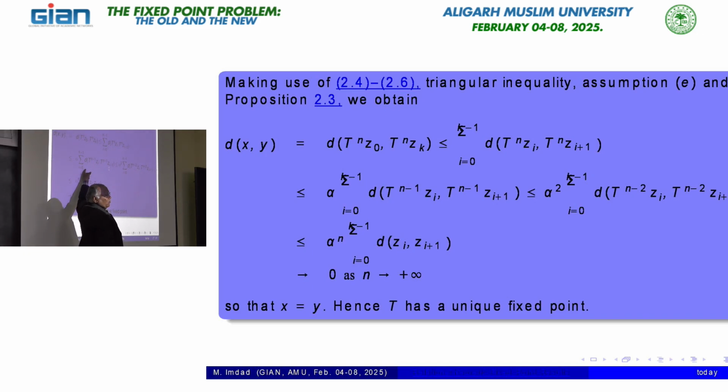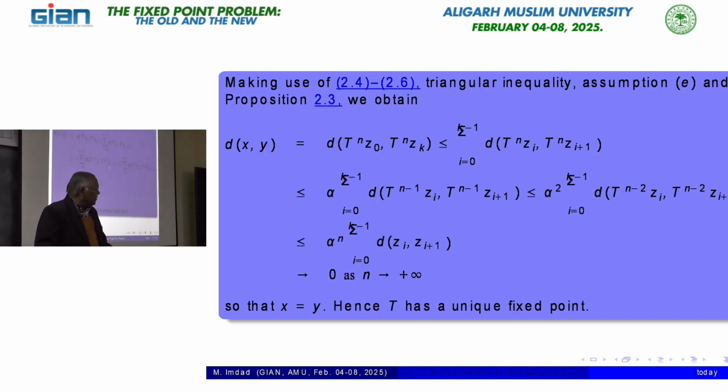We are using the triangular inequality, and you got from here up to here this thing, because we are inserting the points like T to the power n z naught, and then z 1, then z 2, and then finally z k. From here you have this thing, and you apply time and again our contraction condition, alpha times this, again alpha times this, and then alpha times this. So here i is equal to 0 to k minus 1, this thing which tends to 0 as n tends to infinity, getting us that the fixed point is unique.